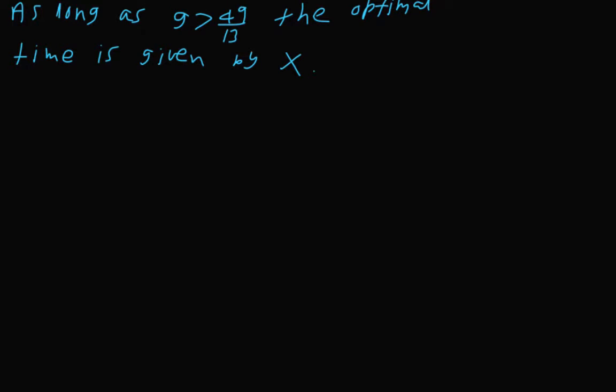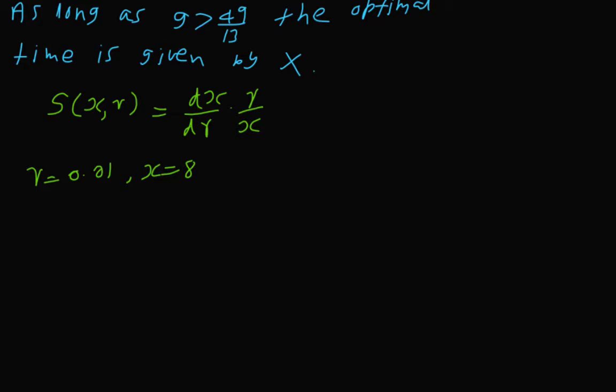Now we can define a sensitivity function as the relative change of one value causing the relative change of another value. I use the notation S(x,r). This equals dx over dr times r over x. In the pig problem we used r equals 0.01 and x equals 8. You can remember these numbers.